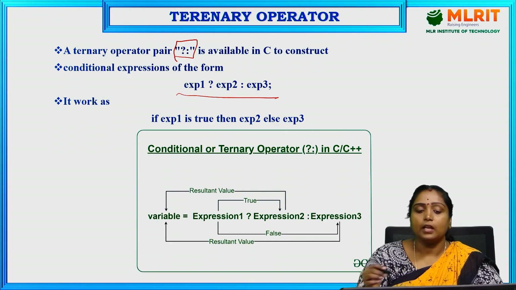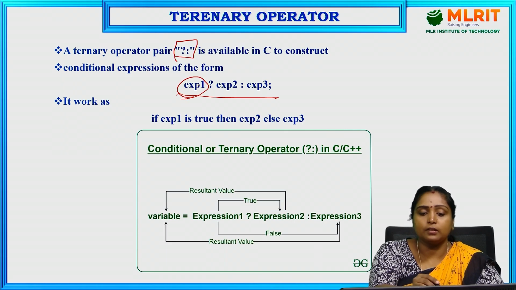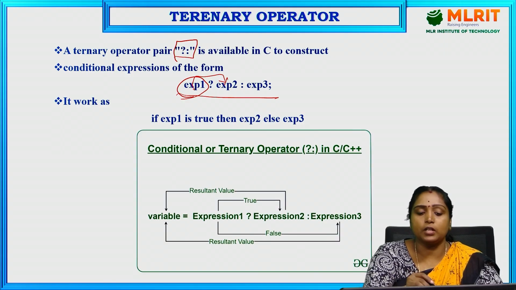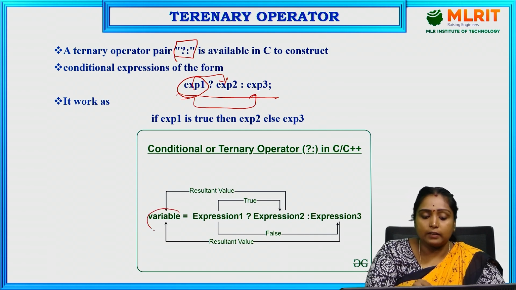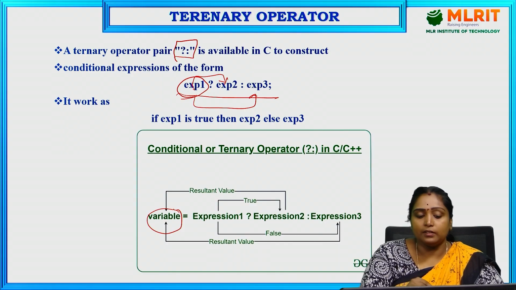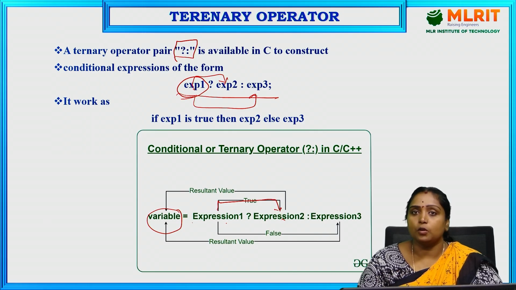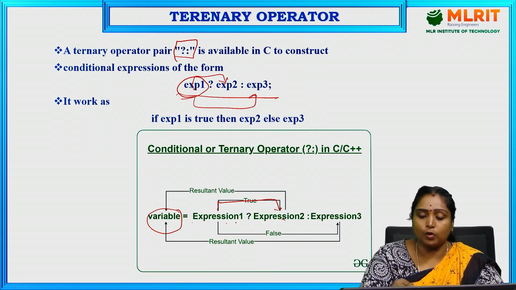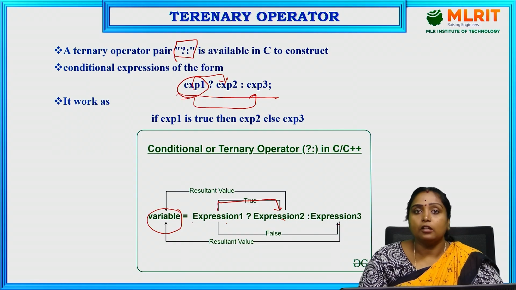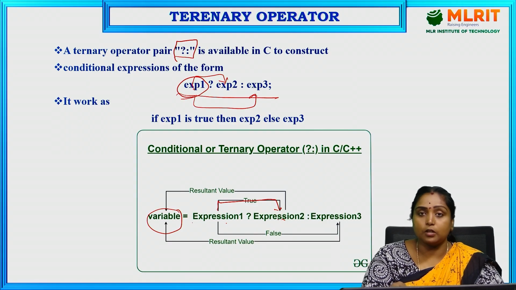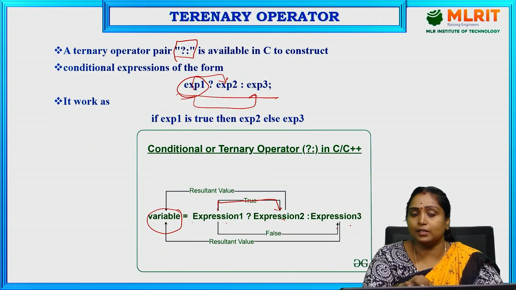What does this mean? In order to solve this expression, if expression 1 is true, then expression 2 will be executed. If expression 1 is false, expression 3 will be executed. You can save the result in a resultant variable, so resultant variable equals expression 1, expression 2, expression 3. If expression 1 is true, expression 2 will be saved in the variable, and if it is false, expression 3 will be saved in the variable.